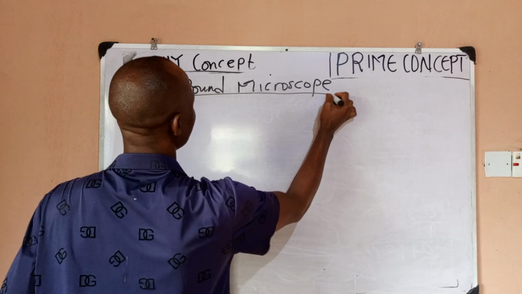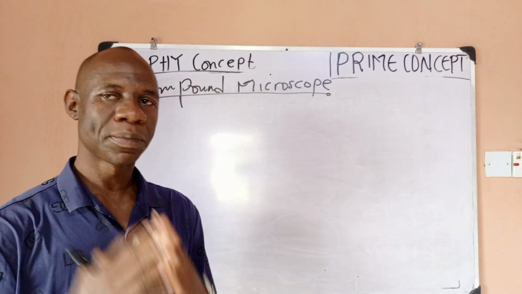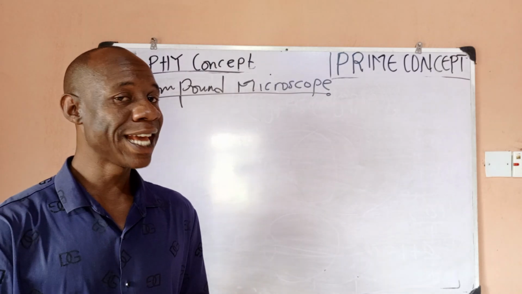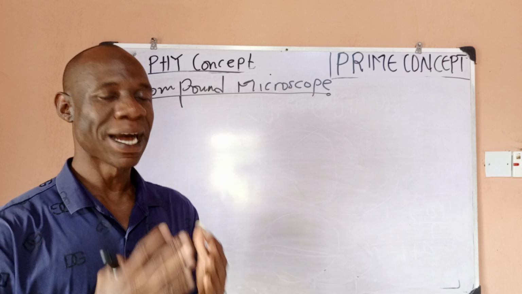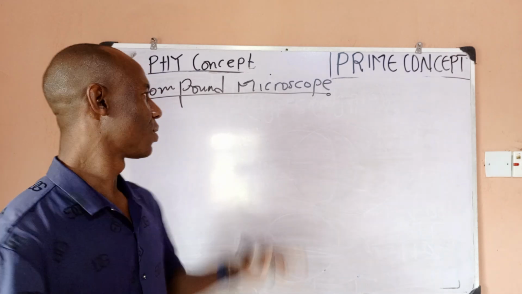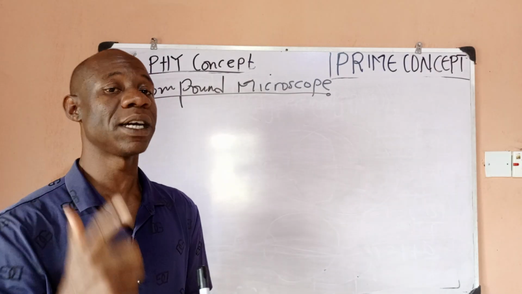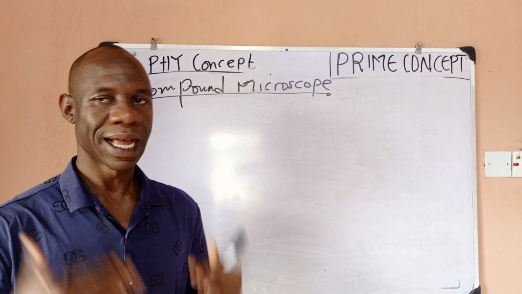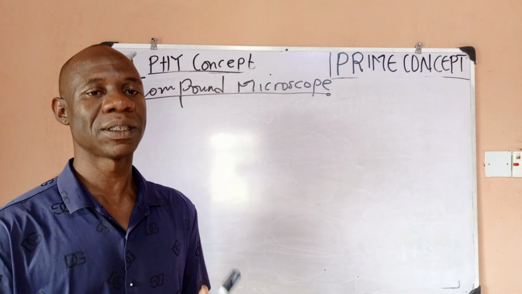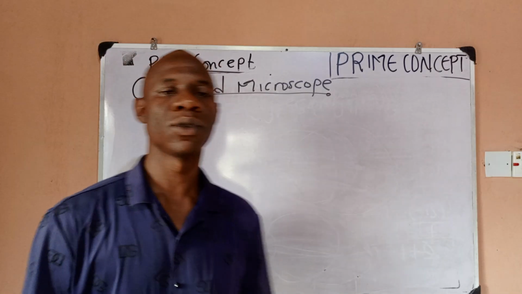Now, what is the compound microscope? A compound microscope is an optical instrument that is used to view near objects and magnify them so that they can be seen with great details. So compound microscope views near objects that are not very far, objects that are close, and they give them a high level of magnification so that details about that object can be noted or seen. That is a compound microscope.